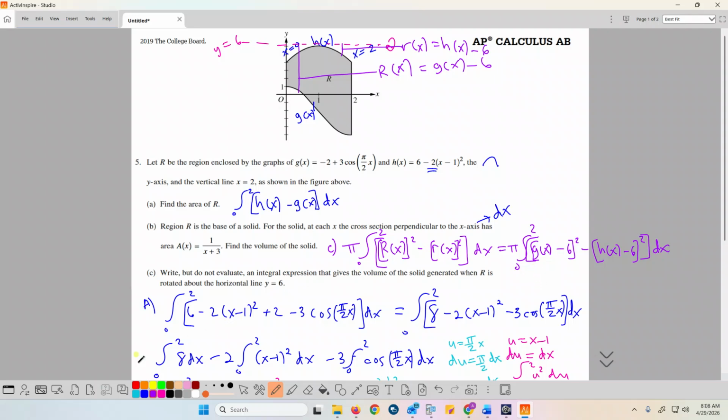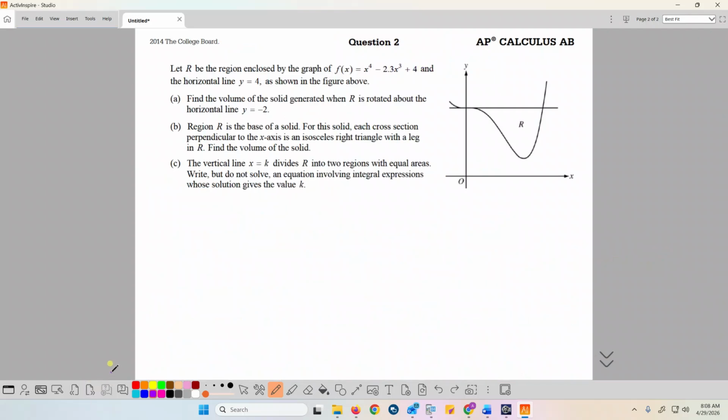Now let's take a look at the 2014 FRQ. And this one is calculator active because I can see here that it was question 2. So let's get into this one. Let R be the region enclosed by the graph of f of x and the horizontal line y equals 4. We know a horizontal line, that's this guy here. And this function, we see it on the graph, so let's just label that as f of x.